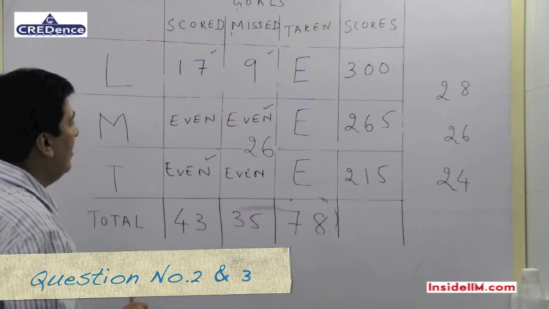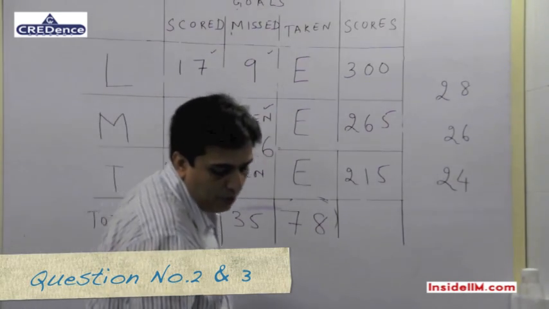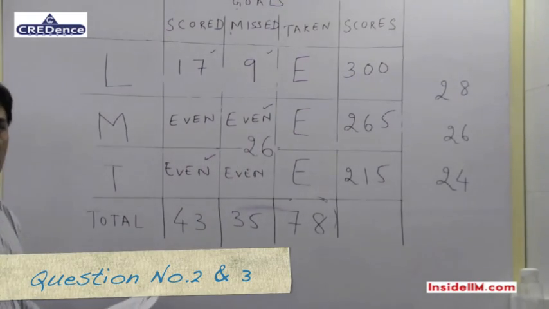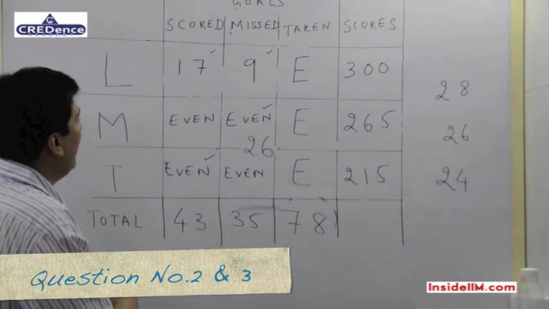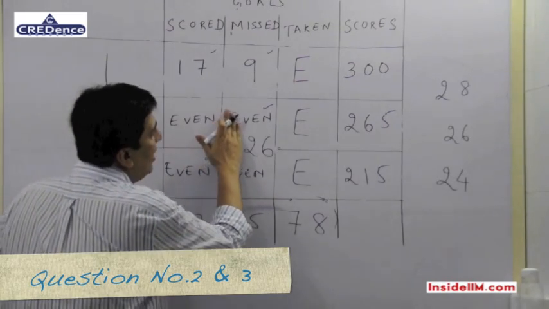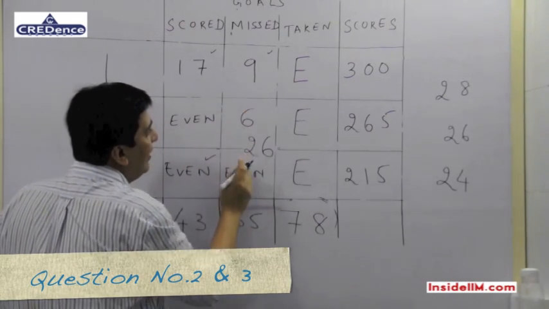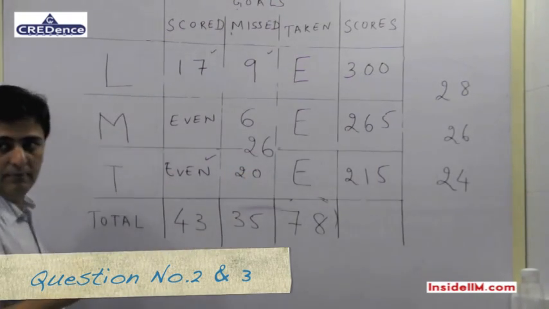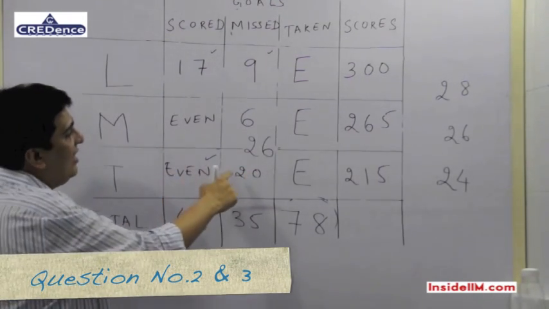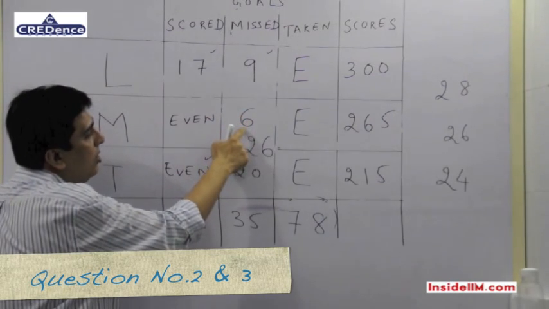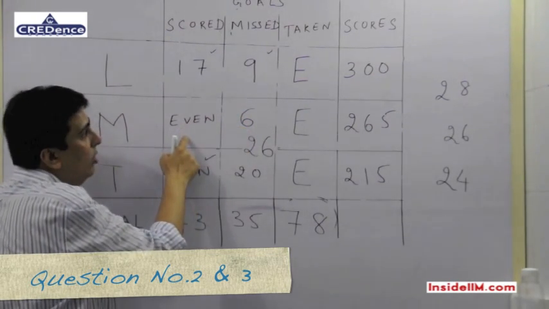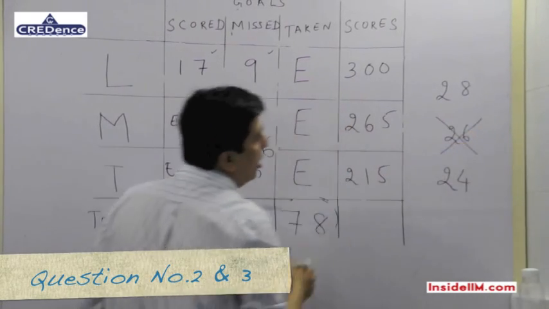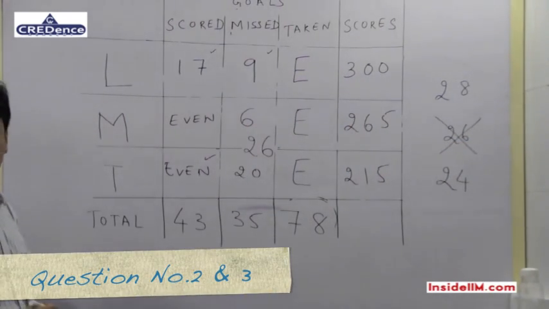Now let's look at it. If I look at any one particular option, how many goals did Messi miss? So if I look at the even option, say 6. Now is it possible that Messi could have missed 6 goals? So for him to miss 6 goals, we are saying that this guy, that is Tevez, has to miss 20 goals. Now if Messi has missed 6 goals, what is the number of goals he could have scored? We've already used up 26 out of these 3. So 26 is gone. We are left with only 28 or 24.